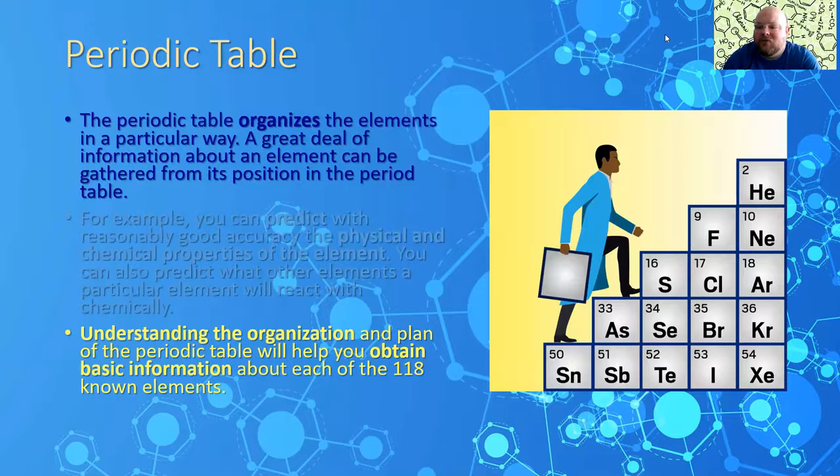So the periodic table organizes the elements in a particular way. A great deal of the information about an element can be gathered from its position in the periodic table. For example, you can predict with pretty good accuracy the physical and chemical properties of an element. You can also predict what other elements a particular element will react with chemically, all based on the little bit of information that you can gather from the periodic table. And then understanding the organization and plan of the periodic table is going to help you obtain basic information about each of the 118 known elements.